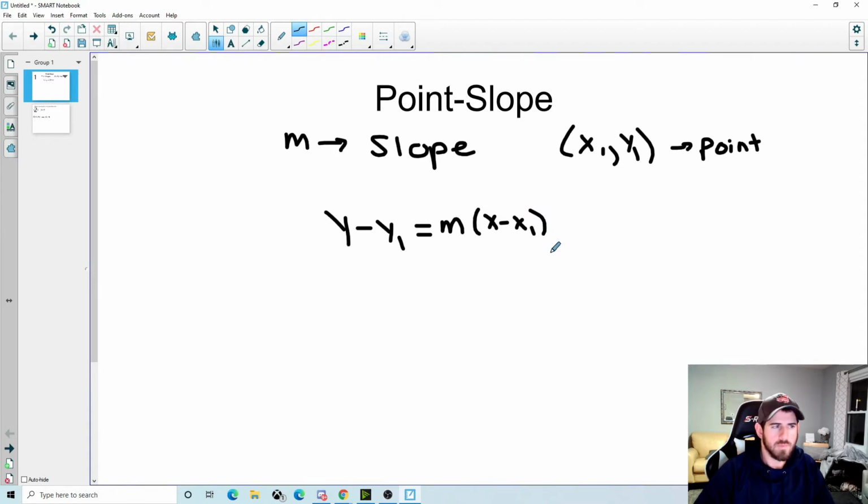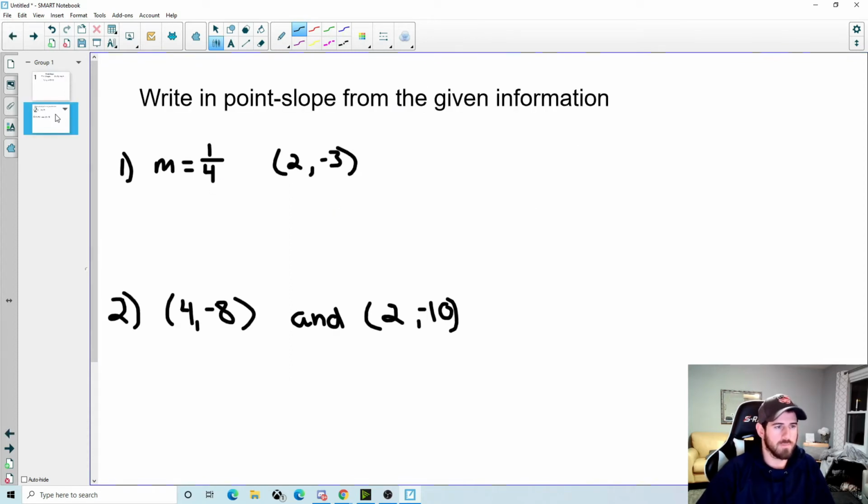So this equation seems kind of goofy, but you'll see that we're going to use it in order to do things. We're going to plug things into it, and I'll show you how to get from here to the next part. So just a quick couple of examples. Write in point slope from the given information, and then on the second one I'll show you how to get to slope intercept, which is pretty basic. If it helps, write down the formula, y minus y1 equals m times x minus x1.